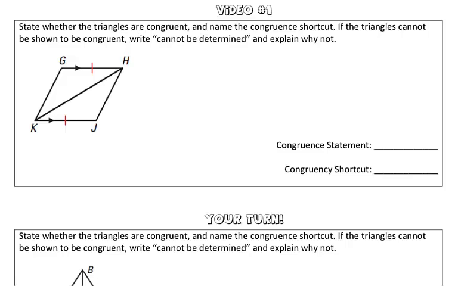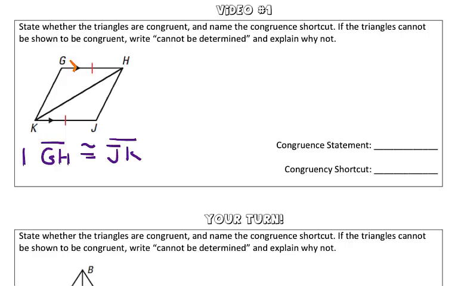So first thing that we want to do is figure out which triangles we are going to try to show are congruent. We have two triangles in this diagram. We have triangle GHK, and we also have triangle JKH. So we want to determine, is there enough information to prove that these triangles are congruent? Well, based on what we're given, we know that GH is congruent to JK based on the diagram because they have the tick marks. So that shows that these segments are congruent.